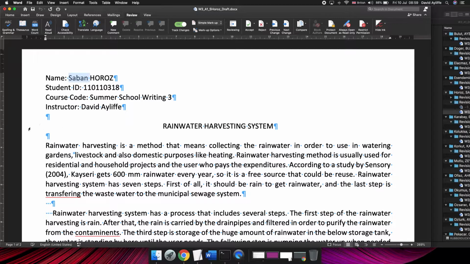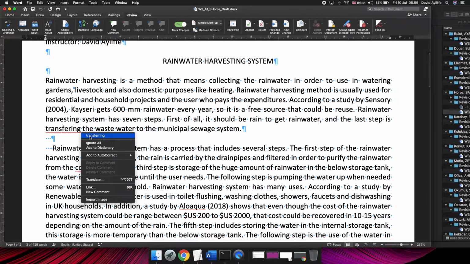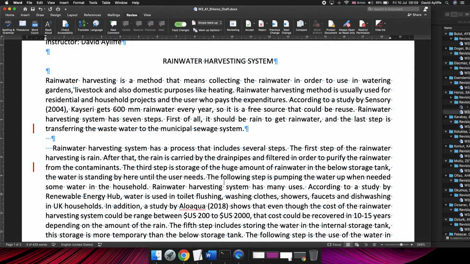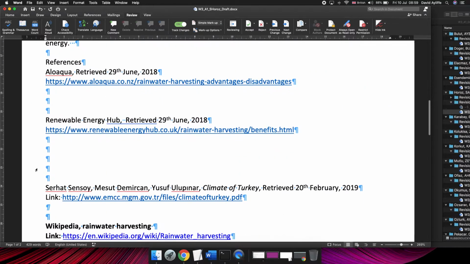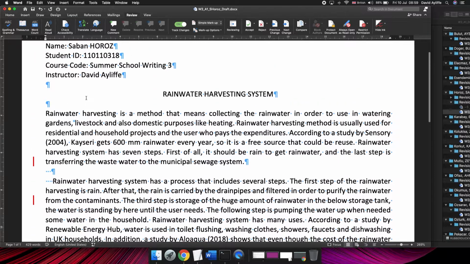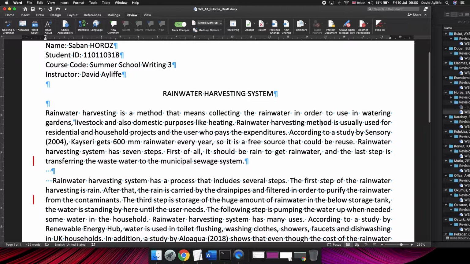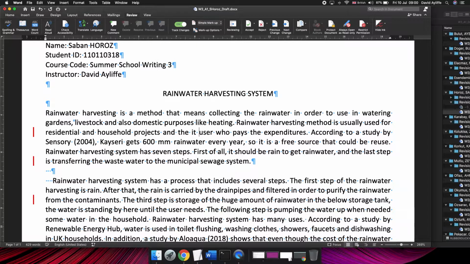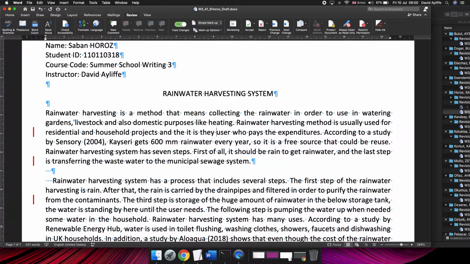Shaban, rainwater harvesting system. It's a good title, but we've seen better. Now I'm just going to fix your spelling that I can see. Rainwater harvesting is a method that means collecting the rainwater in order to use in watering gardens, livestock, and domestic purposes like heating. Rainwater harvesting method is usually used for residential, and the user who pays, and it is the user who pays.